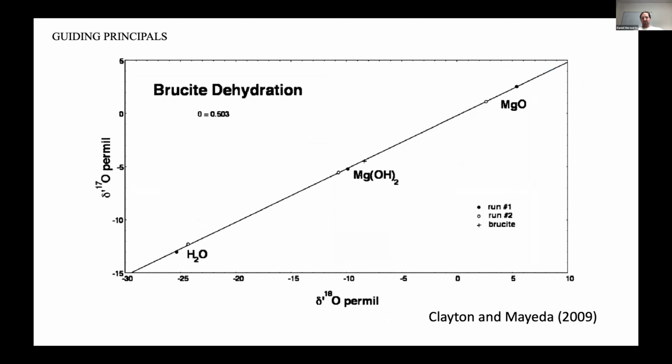Clayton and Maeda very early on dehydrated brucite and also, in another experiment, serpentinite, and generated MgO and H2O. They separated these species directly. It was done in vacuum, I think, and they measured the triple oxygen isotopic composition and got this very low theta. There's no error reported, but it should be very precise because we have a very large range of delta 18O that is reported here.